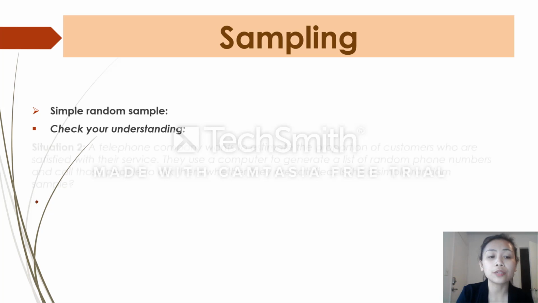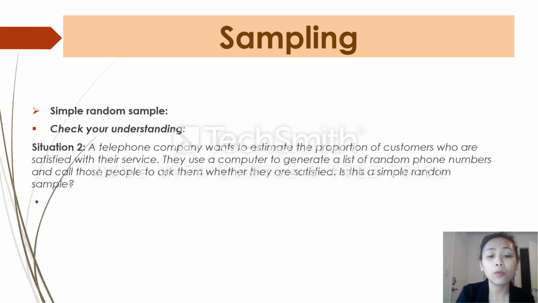The second situation: a telephone company wants to estimate the proportion of customers who are satisfied with their service. They use a computer to generate a list of random phone numbers and call those people to ask them whether they are satisfied. Is this a simple random sample?